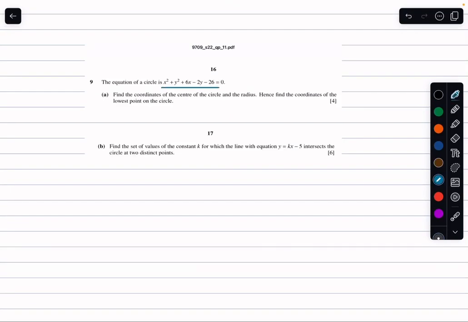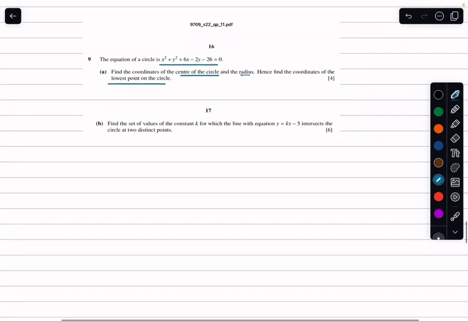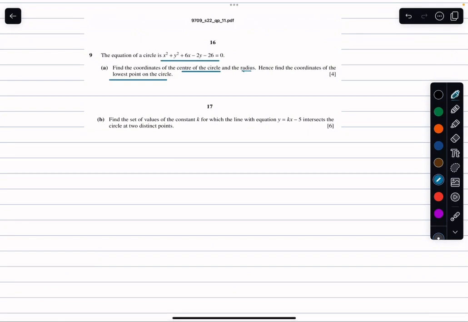So the next question that we have is from summer 2022, variant 1, question 9. It says that the equation of the circle is x² + y² + 6x − 2y − 26 = 0. Find the coordinates of the center of the circle and the radius, and hence find the coordinates of the lowest point on the circle. So let's start working on it.